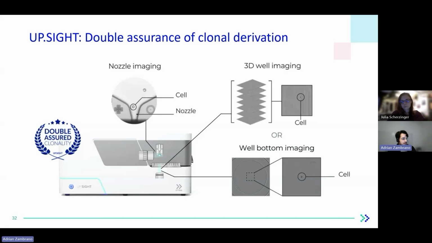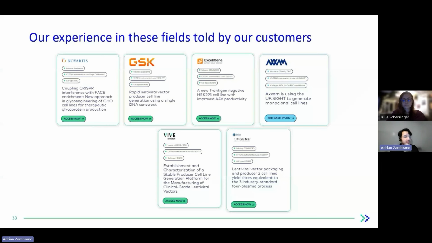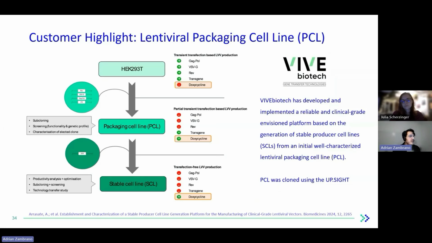Again, I'm not going into much more specifics of the instrument, but rather I want to tell you two stories of our customers working with the Up.Sight and other single cell dispensers from Cytena that are working in this specific field that we just talked about. The first would be a company called Vive Biotech. They have actually developed their PCL with the Up.Sight.